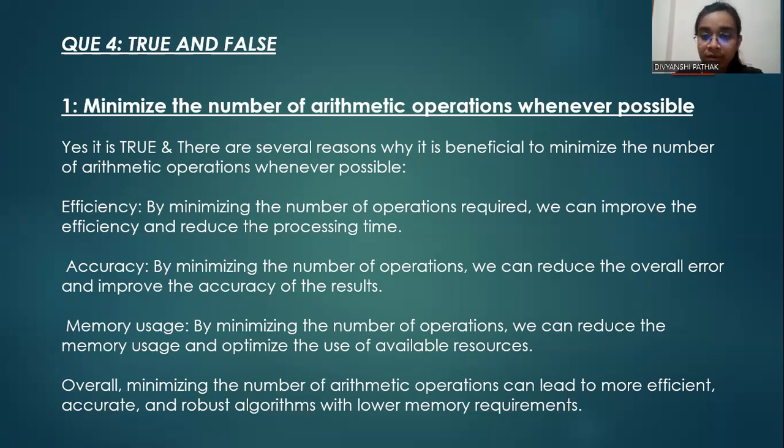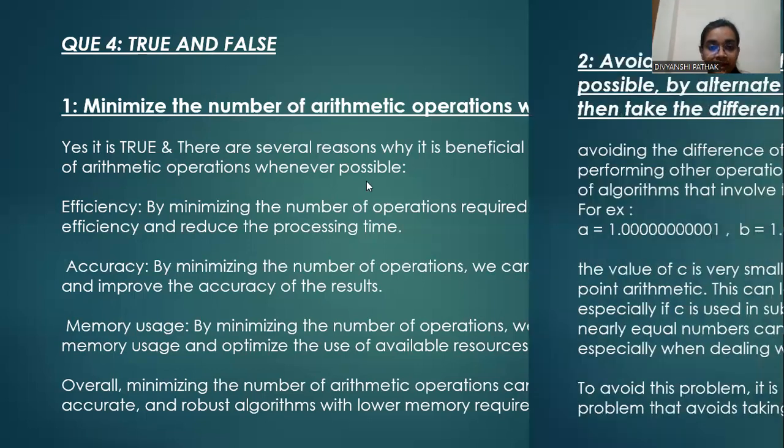By minimizing the number of operations, we can improve the efficiency and reduce the processing time. Second is accuracy. By minimizing the number of operations, we can reduce the overall errors like rounding errors and improve the accuracy of the result. Memory usage. By minimizing the number of operations, we can also reduce the memory usage and optimize the use of available resources. So overall, minimizing the arithmetic operations can lead to more efficient, accurate results with lower memory requirement. So it is very beneficial to minimize arithmetic operations whenever possible.